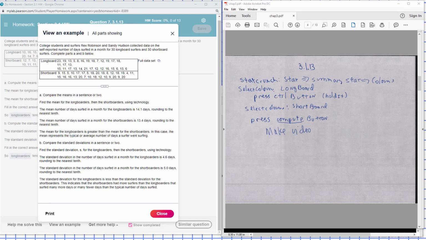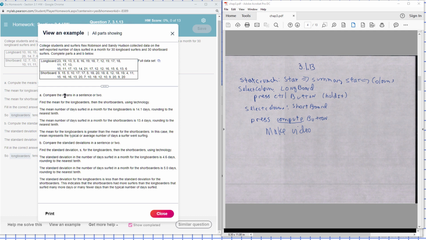This is problem chapter 3, section 1, problem 13. College students and surfers Rex Robertson and Sandy Hudson collected data on the self-reported number of days surfed in a month, 30 surfers and 30 longboard surfers and 30 shortboard surfers. Okay, complete parts A and B below.